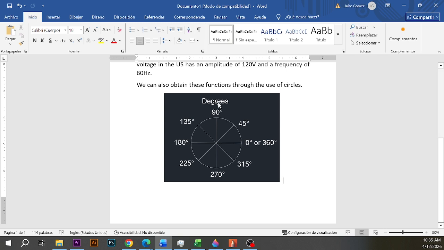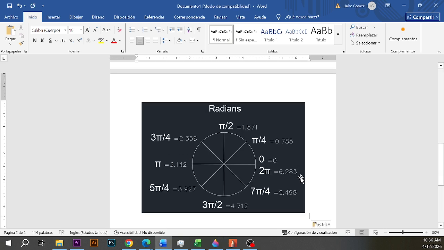So in degrees, if we were to cut this circle into 8 smaller chunks, each chunk would be 45 degrees, and we could characterize it as 45, 90, 135, 180, which would be half the circle, 225, 270, 315, or 360. So this would be in degrees, but how will we do the same thing in radians? It would be as such.